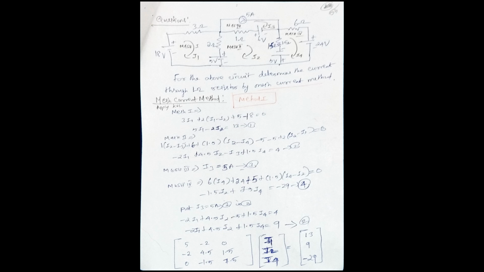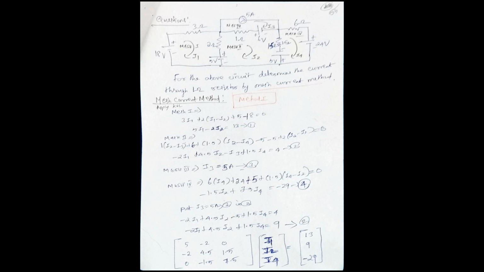Mesh 1 contains 3 ohm and 2 ohm resistances. So we put 3I1 plus 2 into (I1 minus I2) plus 5 minus 18 is equal to 0. Rising voltage, put a negative sign: minus 18. Drop voltages, put a positive sign on the left side: plus 5. We obtain the first equation.